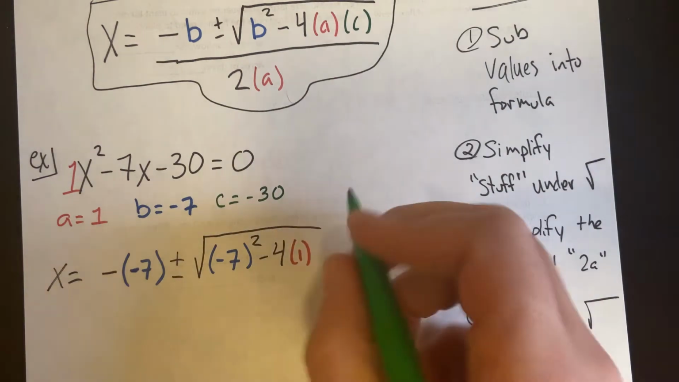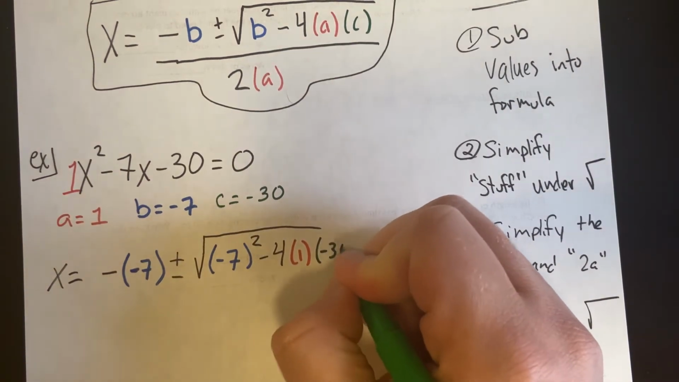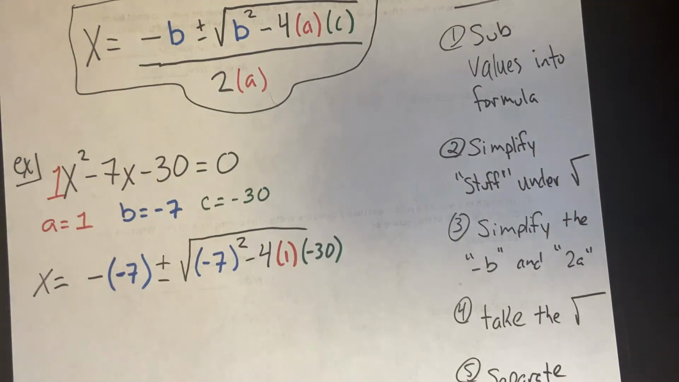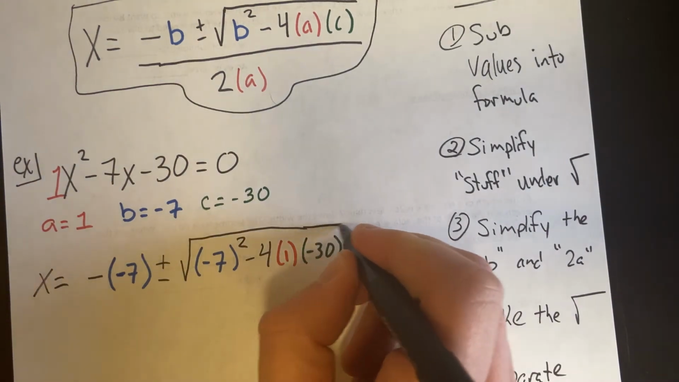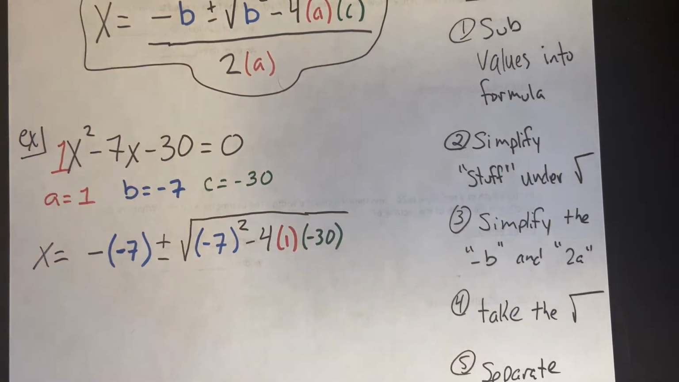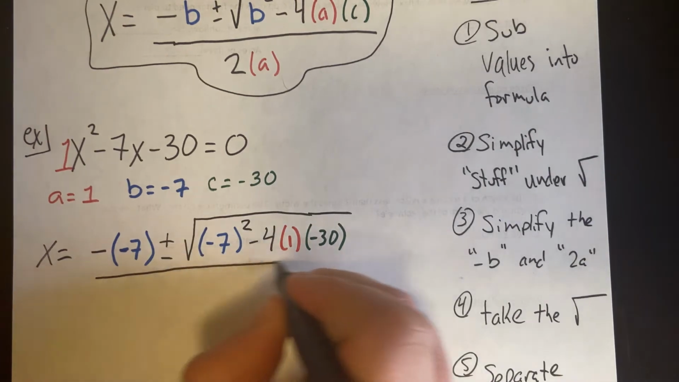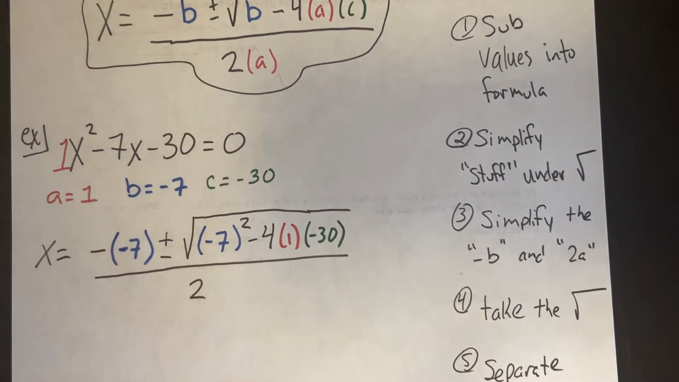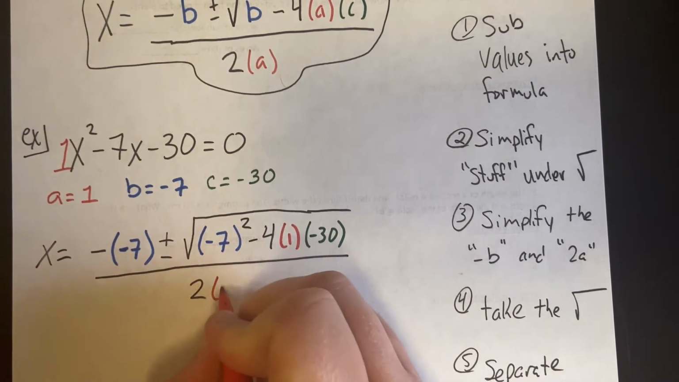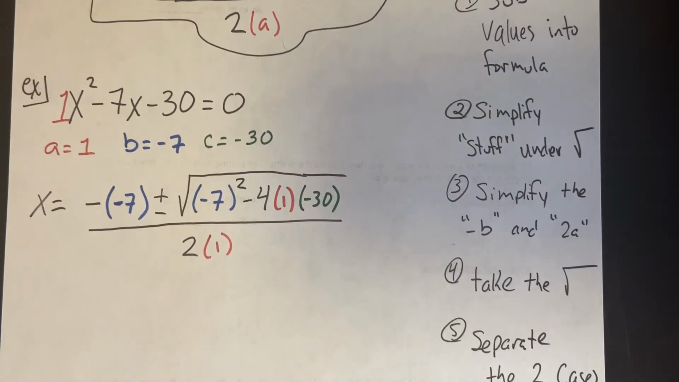Times C. Well, C is a value of negative 30. And just so we can see it better, I'm going to extend that square root. Okay, and this entire thing is being divided by 2 times the value of A. And again, we found A to be 1.